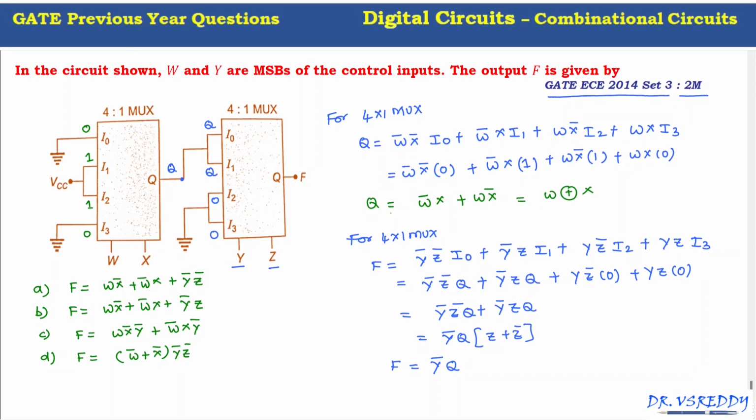But here Q is nothing but W complement X plus W X complement. So the final answer F can be written as Y complement into W complement X plus W into X complement. So option C is correct. This is a very simple question, that too a 2 mark question.